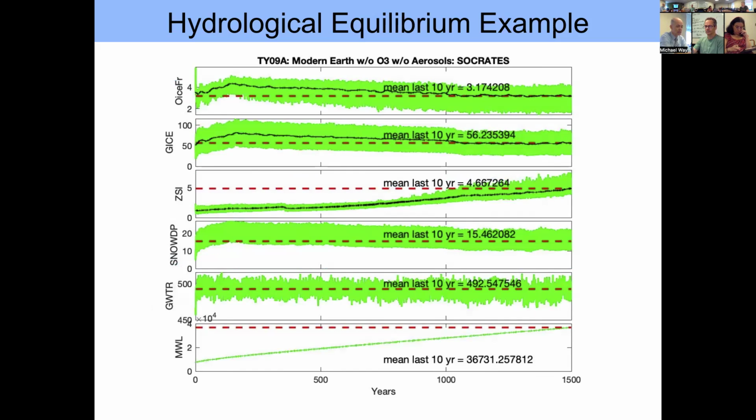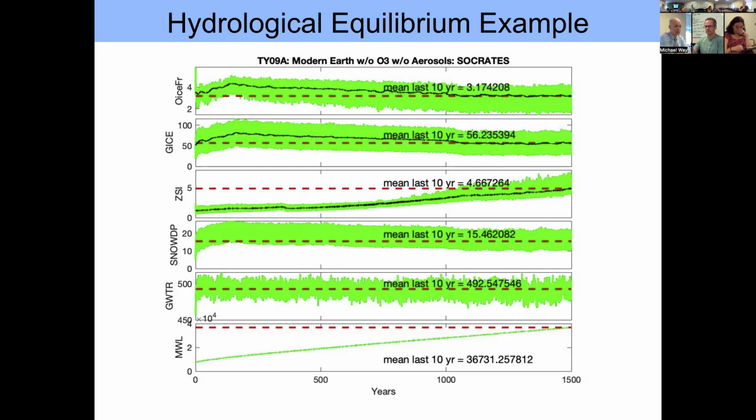Here's another example from a run of ours where you can see, for example, ocean ice fraction is fairly flat. AGICE is the amount of ice in the ground. ZSI is the thickness of ocean and lake ice. That diagnostic in particular, you can see, is still moving upward. That's not a good sign. That means this model's not in hydrological equilibrium yet.